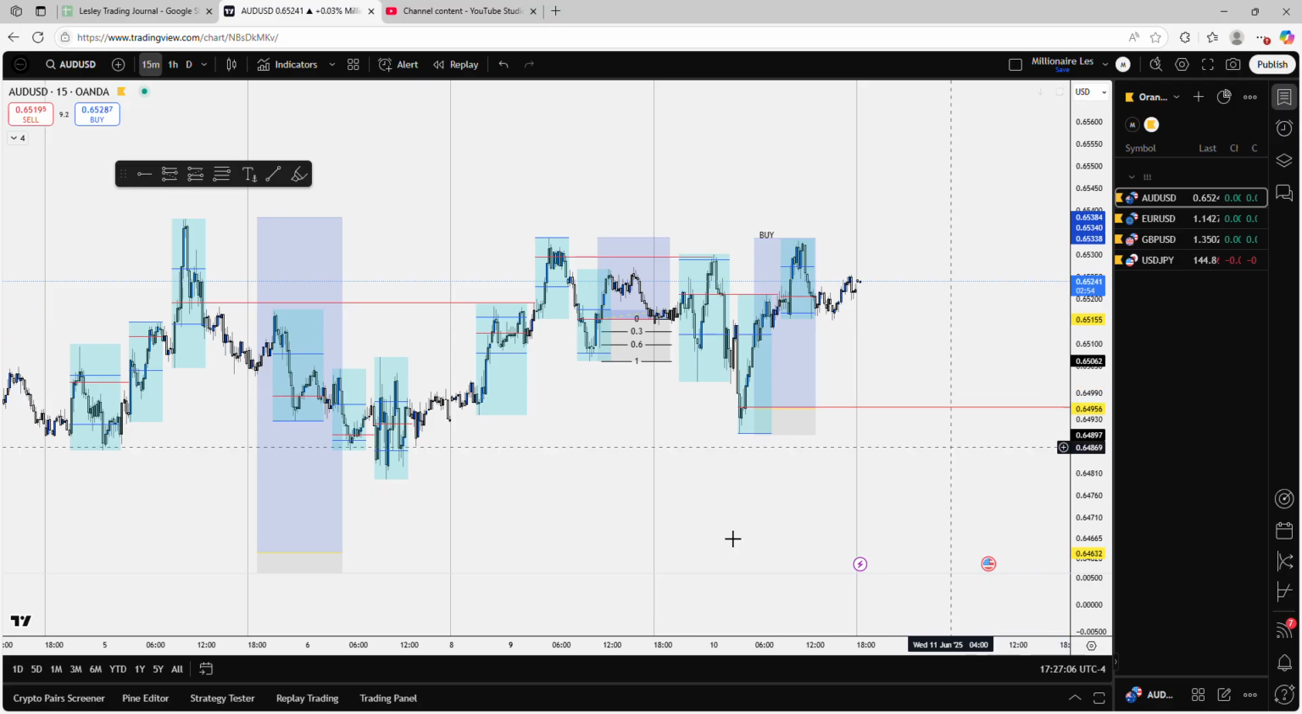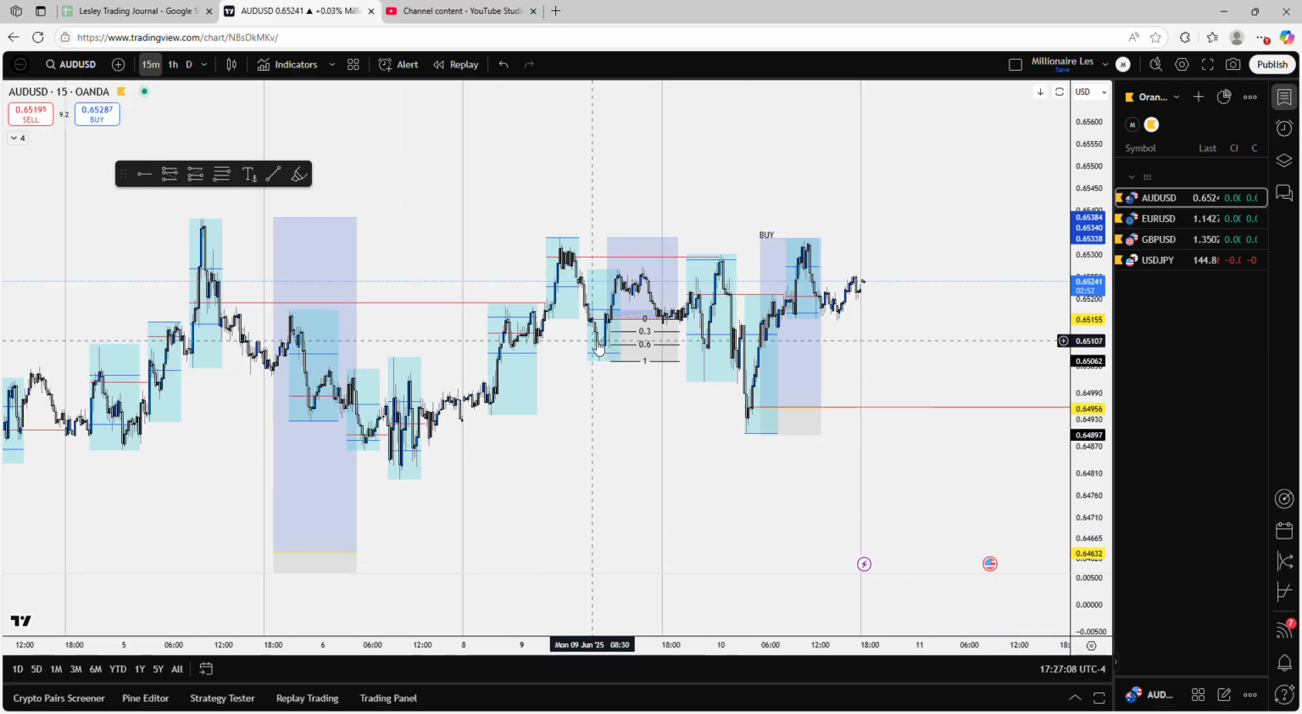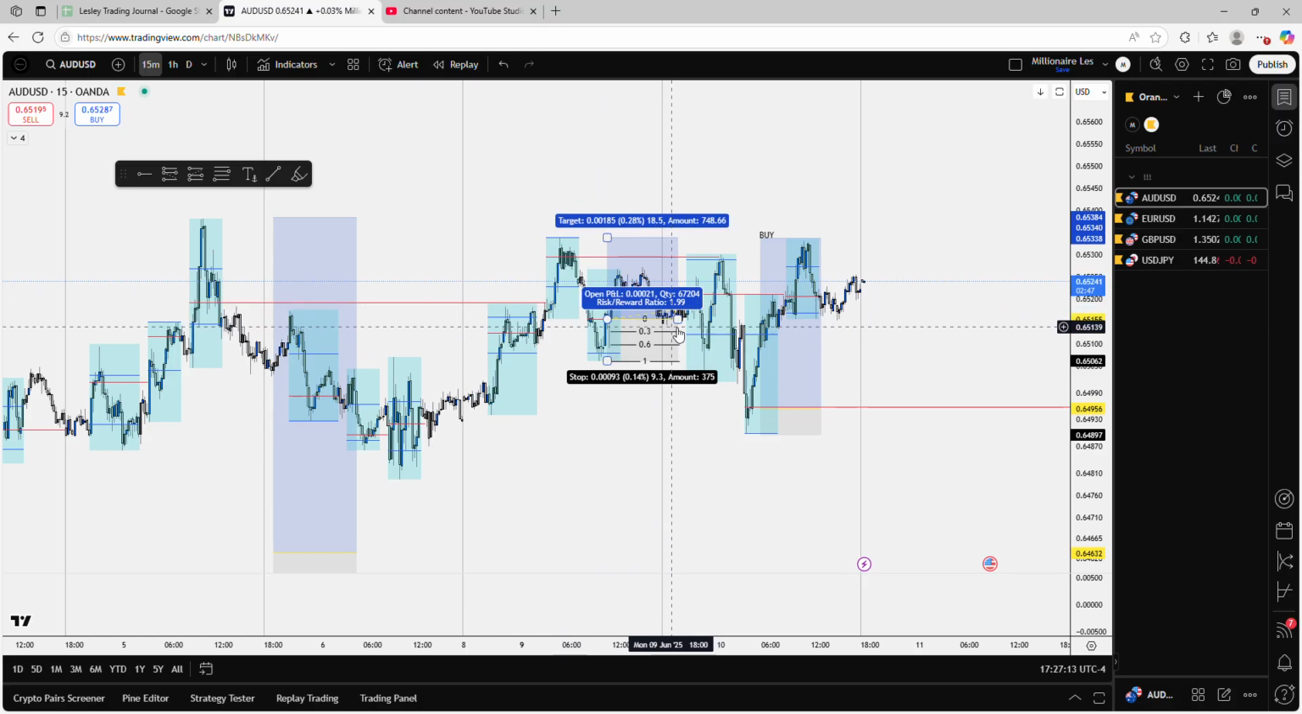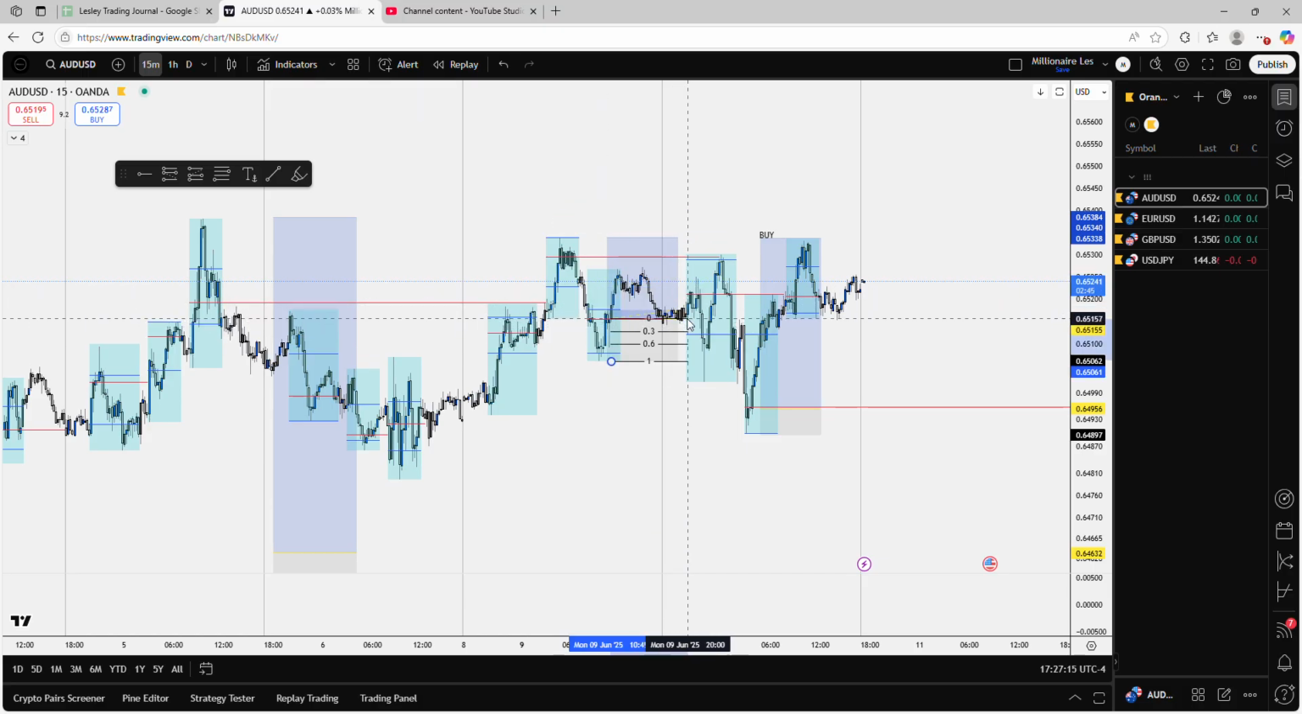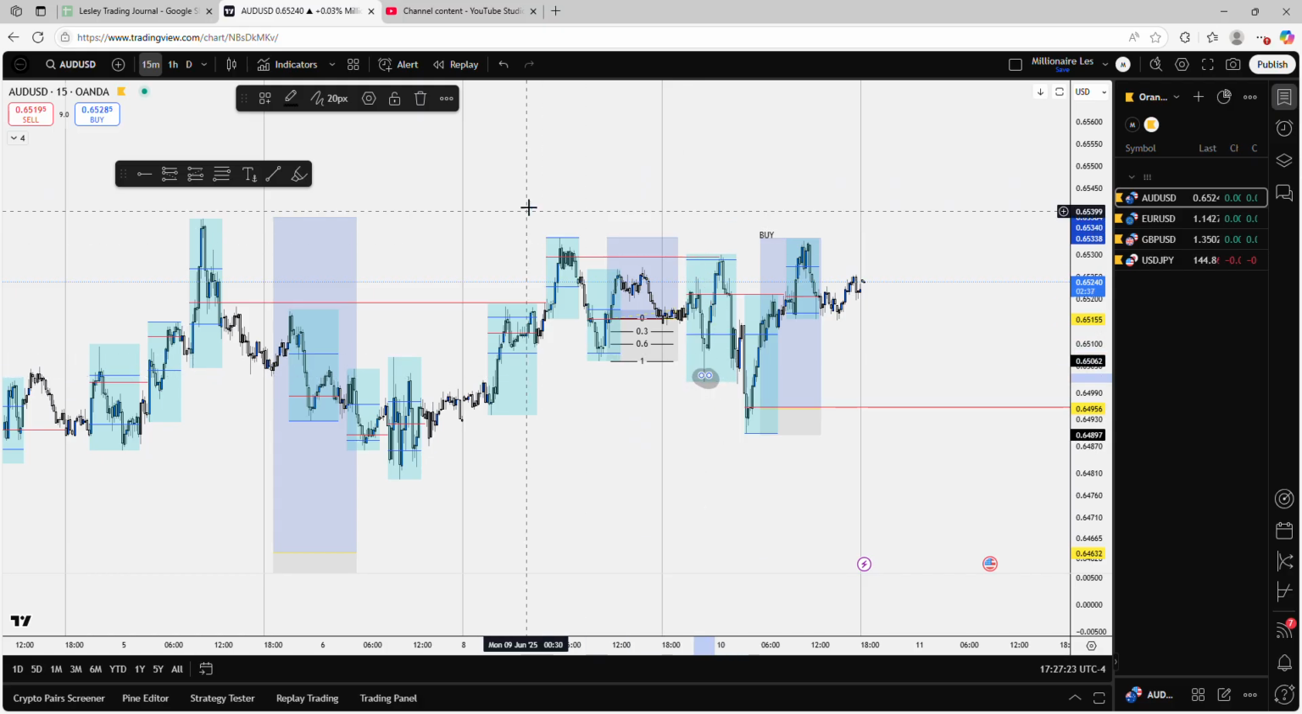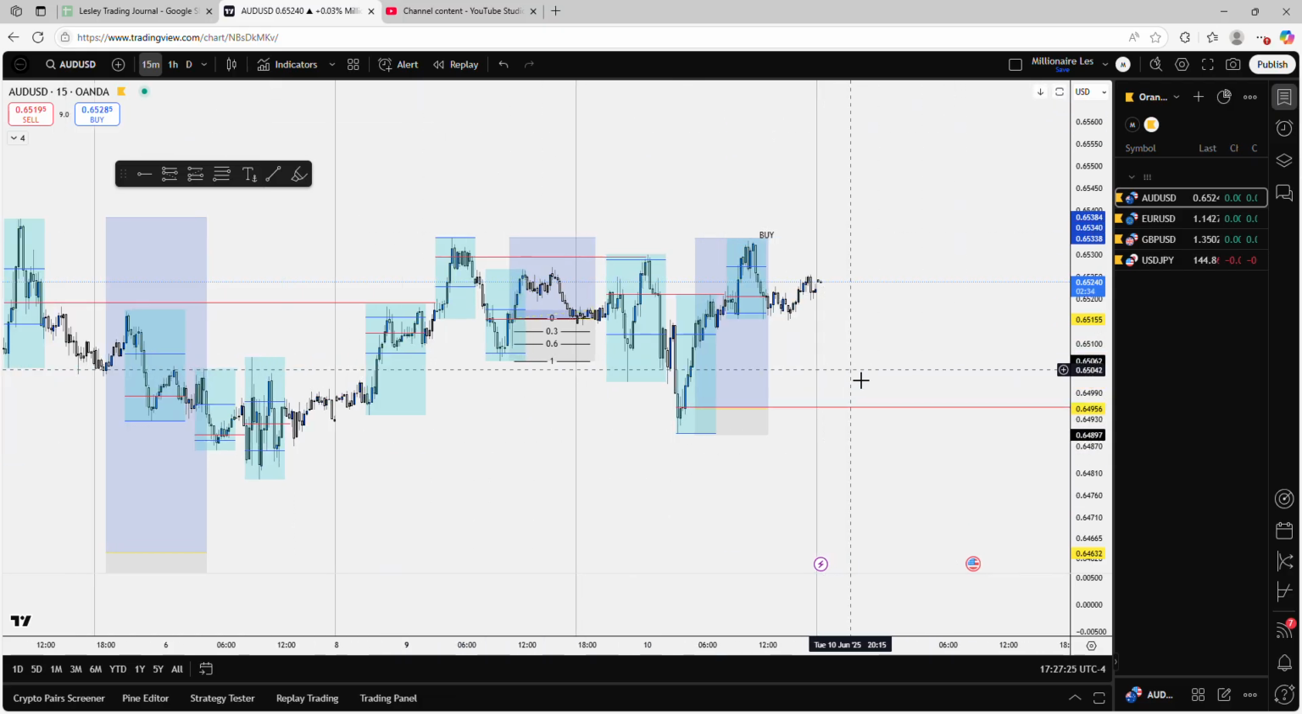AUD USD. Try to enter in on Monday's New York POC. And as you can see right here, got a liquidity sweep right here. Which is, again, that's cool. It is what it is. You win some, you lose some.